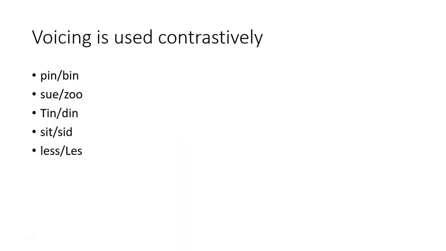It's used contrastively. It's used to produce different phonemes. So a pin is not the same thing as a bin. Sue might be in the zoo, but they aren't the same thing. One is a woman and one is the zoo. Tin, din, sit, sid, less, les. So you can work out the phonemes from those. It's used to contrast meaning, and so we derive a whole different set of phonemes depending on whether they're voiced or voiceless.